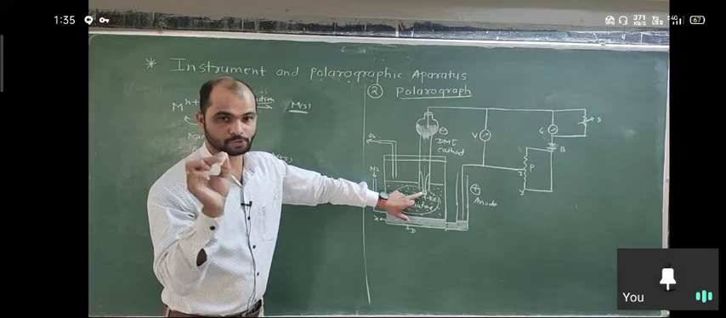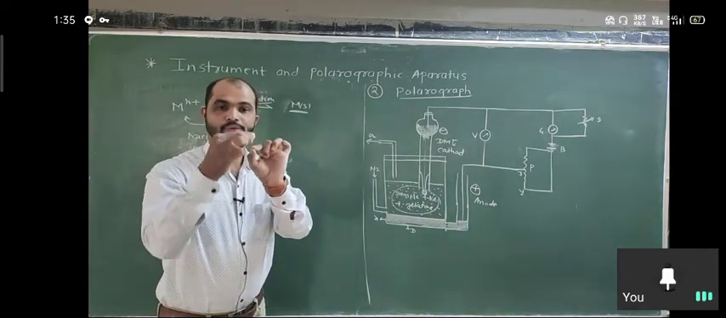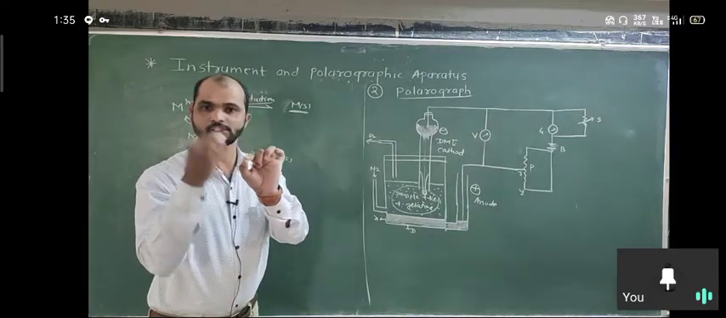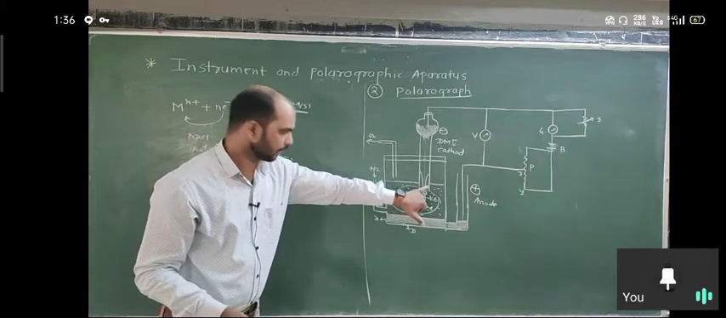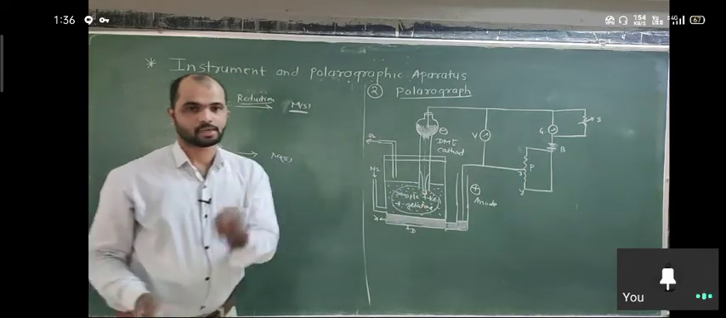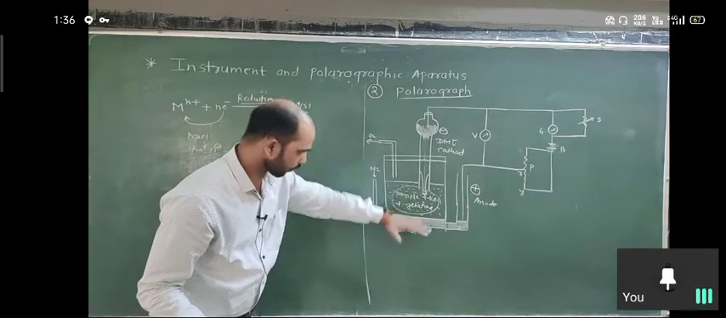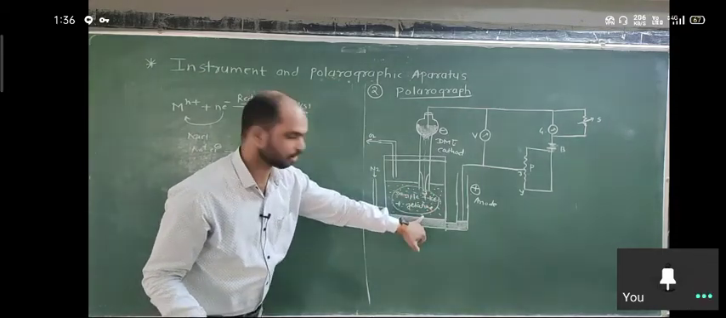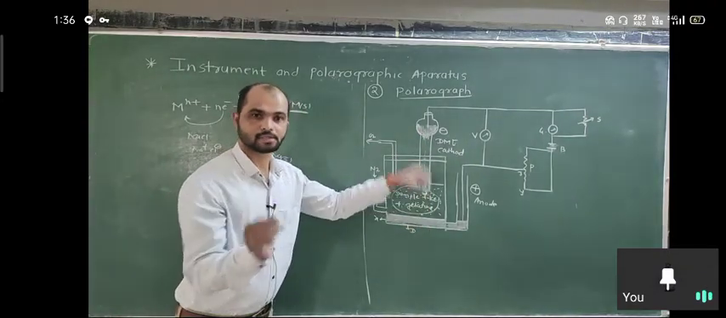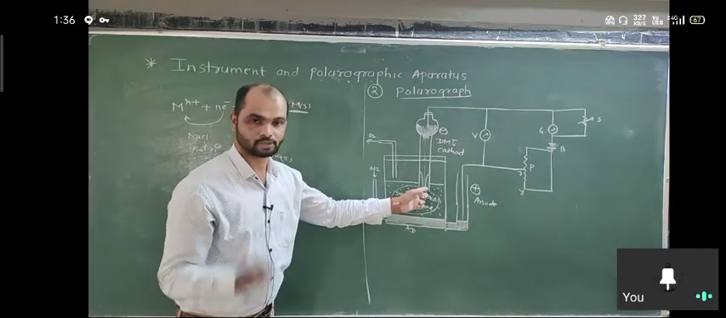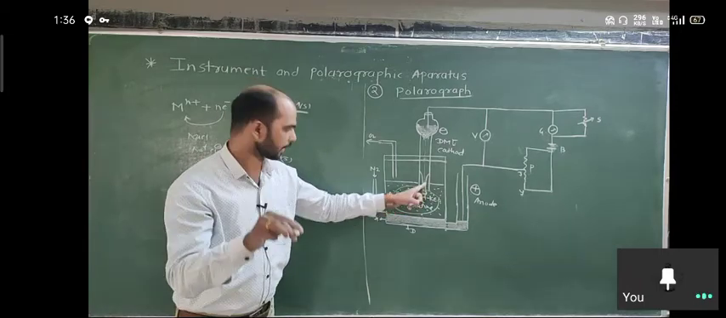At the top of the mercury drop, on its surface, what will happen? A solid will form, because of reduction. And since the solid forms at the top, it increases the weight of the drop, and the drop falls down here. Again a new drop comes, again some metal ions reduce and attach on the droplet, convert into metal, and again the drop falls.